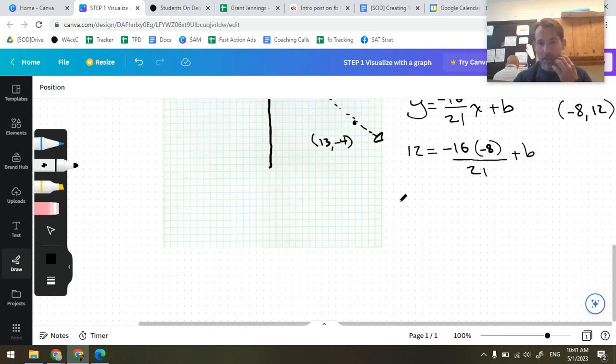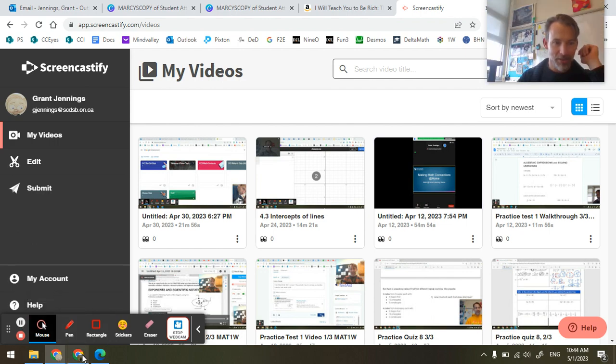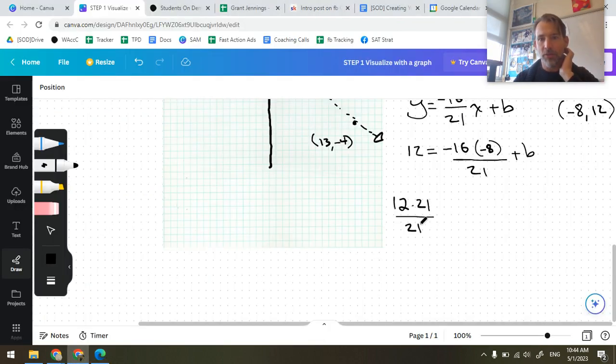So 12, I'm going to write that over 21. So I have to do 12 multiplied by 21 over 21. Let me just pause here. All right, let's carry on. So we are over here. We wanted to put 12 over 21 so that we'd have a common denominator, and that's going to be equal to negative 16 times negative 8, which I happen to know is 128 over 21. 16 times 8 is 128. Okay. Cool. And then plus b.